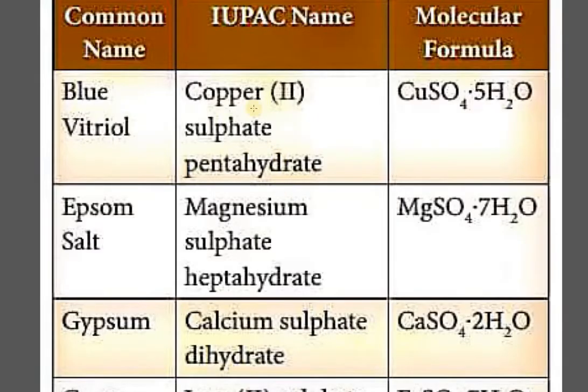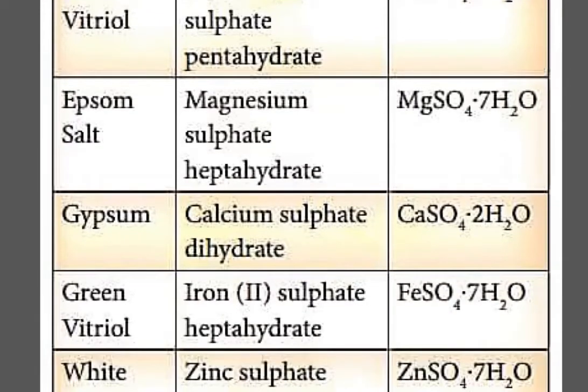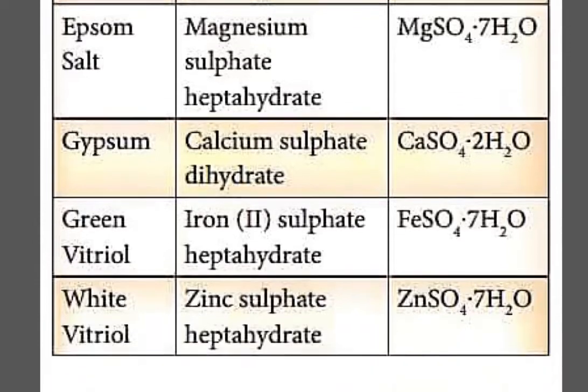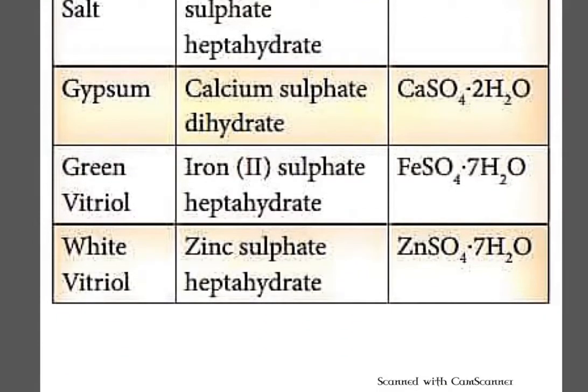In this slide you will find certain common names, IUPAC names, and the molecular formulas of certain salts which are quite common for you all. The very first is the blue vitriol, which you all know, copper sulfate pentahydrate. Second is the magnesium sulfate heptahydrate, because it contains 7 water molecules of crystallization, and it is commonly called Epsom salt, about which I have talked previously also. Then we have calcium sulfate dihydrate, which is called gypsum, that is CaSO4.2H2O.